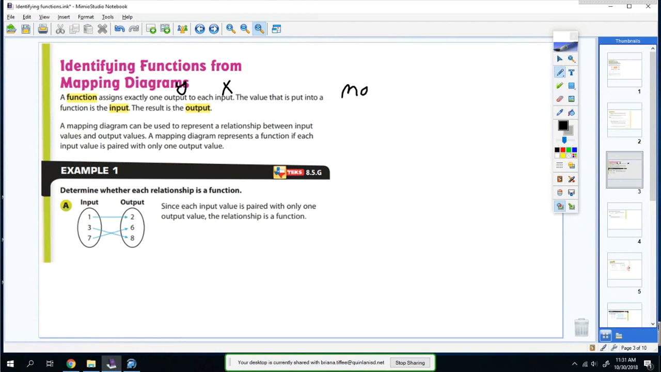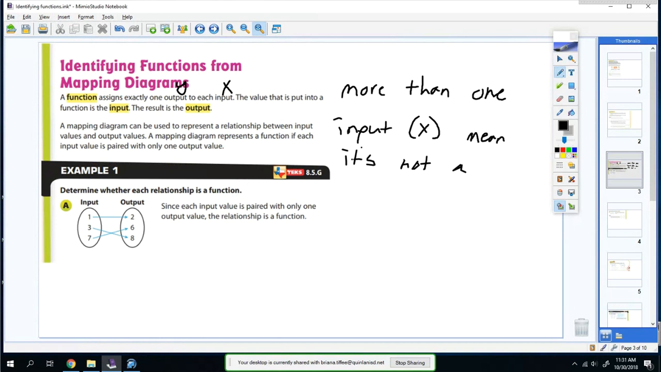So more than one input, x, means it's not a function.